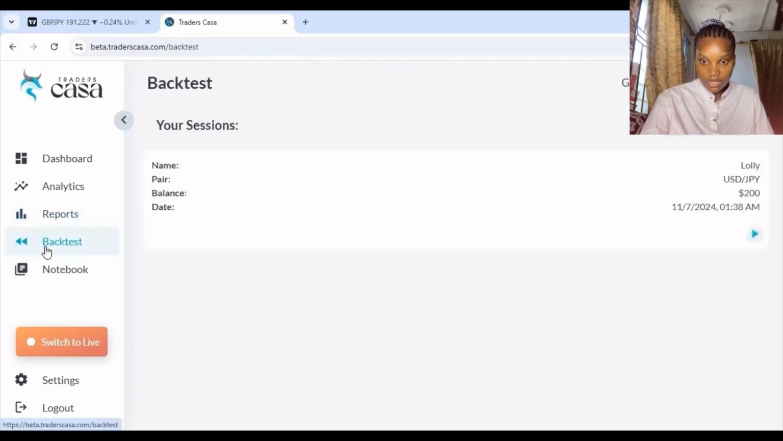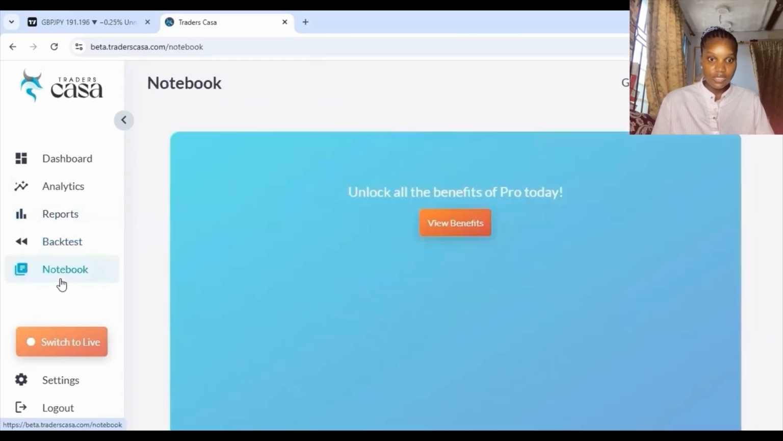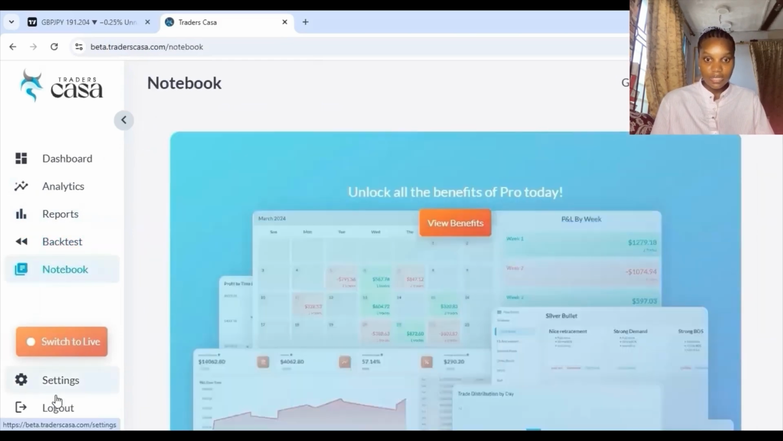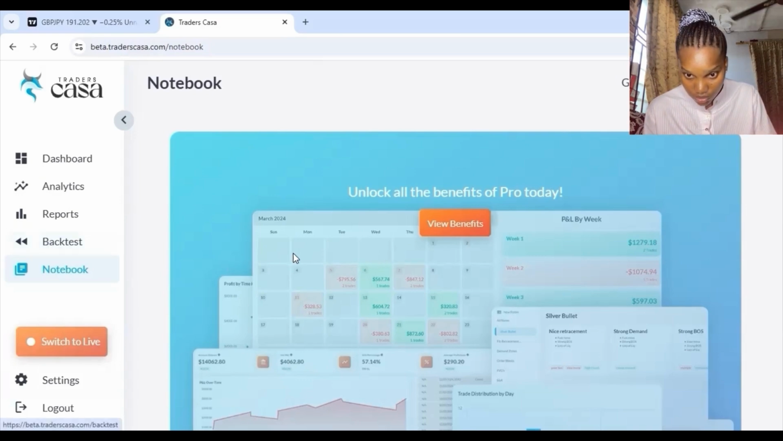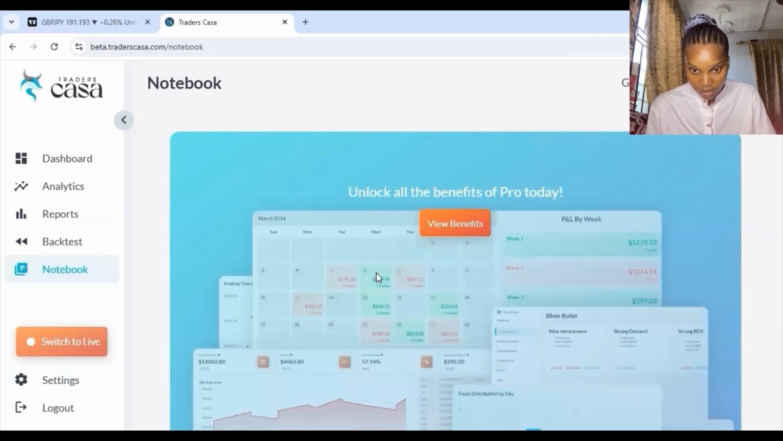Then this is the backtesting. You can book any session here. There's also a notepad here, and a setting notepad where you analyze. Just come here and mark the dates you're going to use to analyze. This notepad you can use for anything, like documenting your profit and loss, and so many other things.